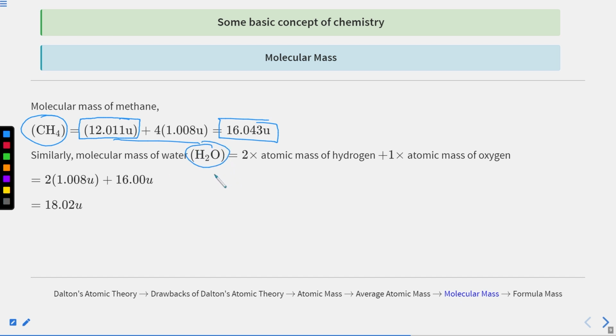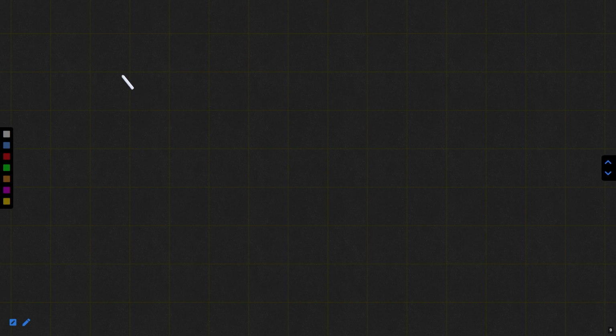Similarly, if we have H2O, we can do the same thing. We take the atomic mass of hydrogen and multiply it by 2, and we multiply the atomic mass of oxygen by 1, because there is only one oxygen present, and we add it to get 18.02. We can take similar examples. Say we have ammonia.